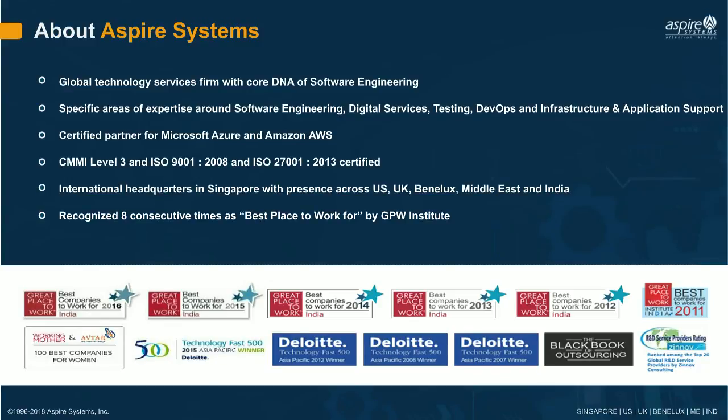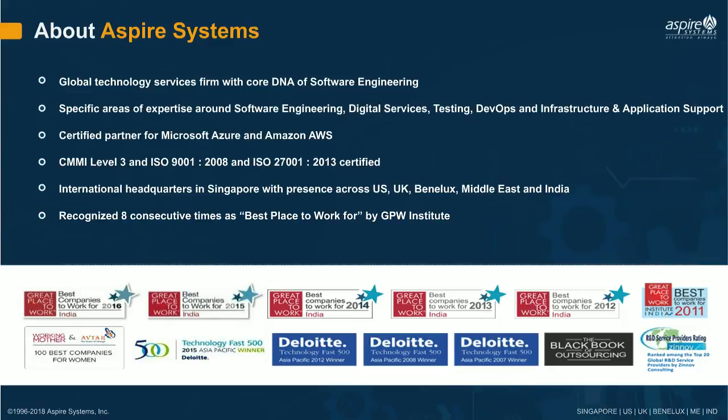We've also trademarked what we call product tiering, which specifically deals with the management of product development. We are also experts in software engineering principles, digital services, testing, DevOps, and infrastructure and application support. We are certified partners for Microsoft Azure and Amazon AWS. We are CMMI Level 3 certified, and ISO 9001:2008 certified. We also have ISO 27001:2015 certification.